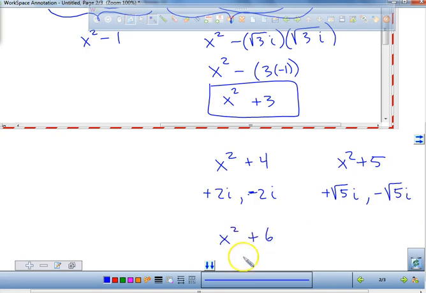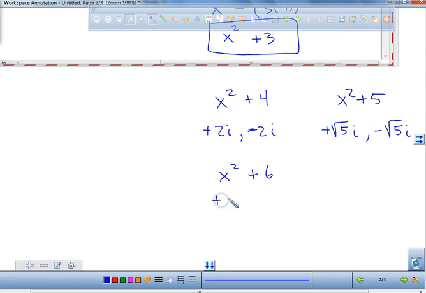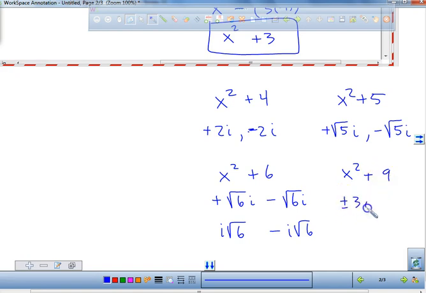x squared plus 6. A plus radical 6 times i, and a minus radical 6 times i. Now, I'm used to seeing that. Honestly, I'm used to seeing i radical 6 and a minus i radical 6. That's what I'm used to seeing, okay? Okay, one more. x squared plus 9. Is that a perfect square? Yeah. So that would be plus or minus what? Plus or minus 3. Okay?